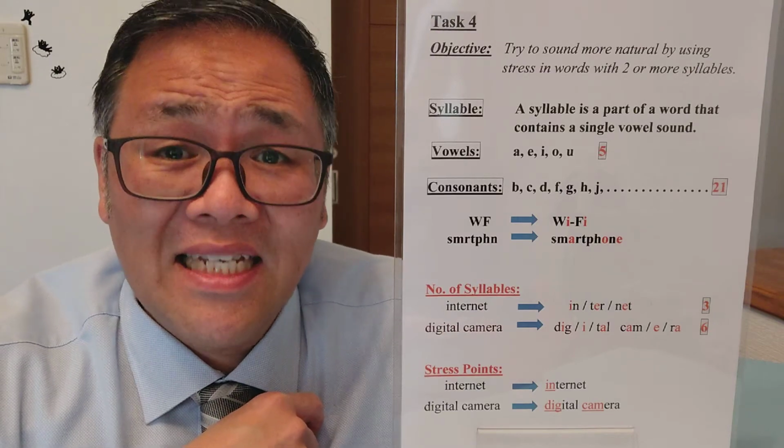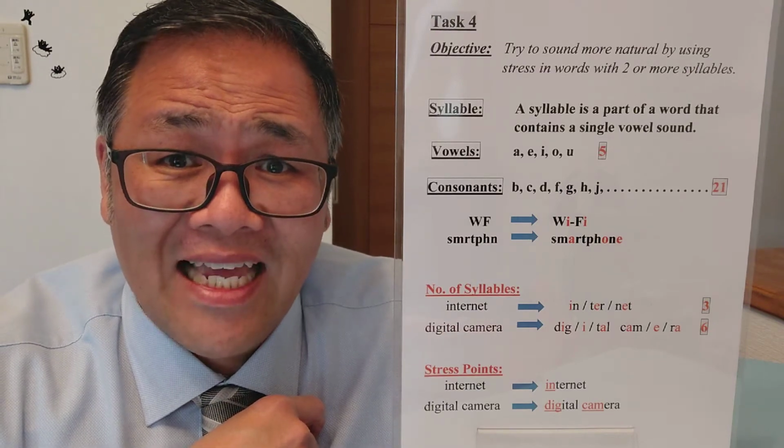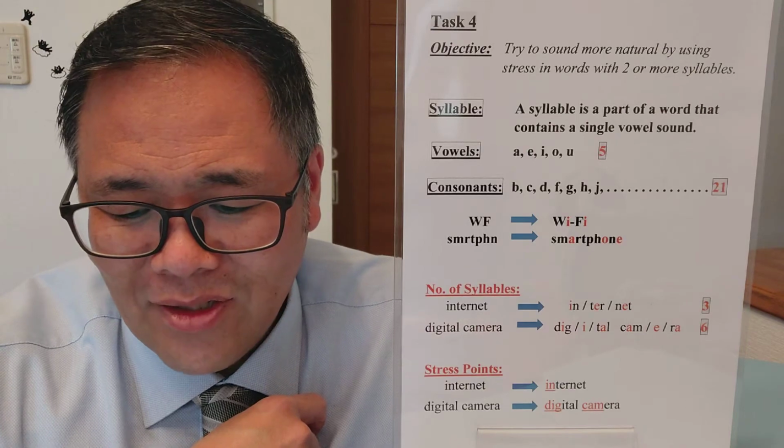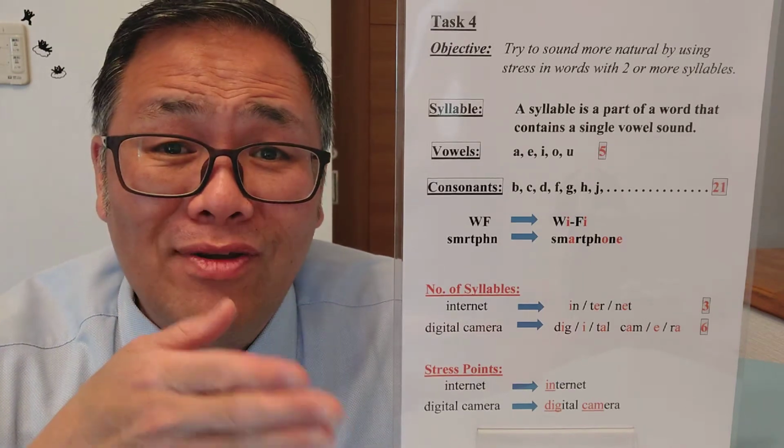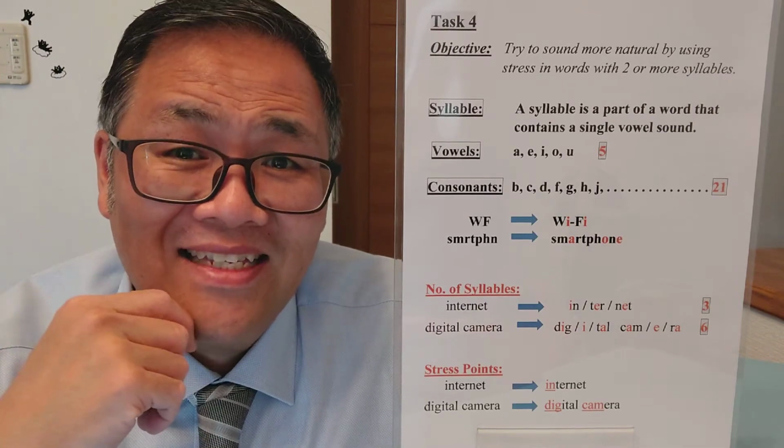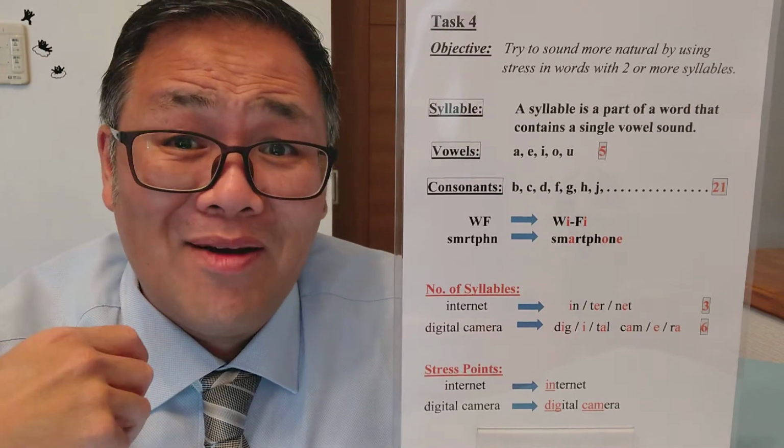Next word we have digital camera. Digital camera has 6 syllables. So again, every word basically has a vowel. If it doesn't have a vowel, you can't pronounce it.